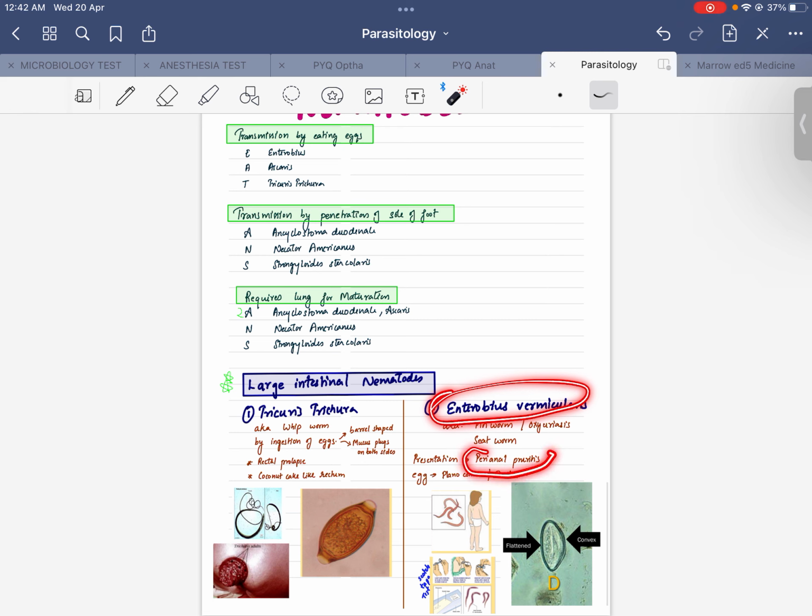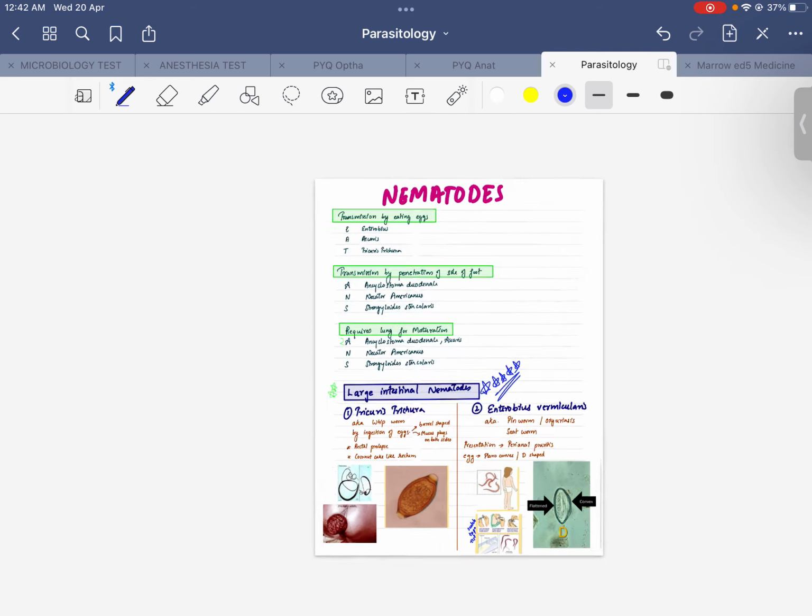Enterobius causes perianal itching. Very, very, very important. I'm telling you, large intestinal nematodes are very important. They have been asked multiple times. Even the presentation and the egg, both are important. And what are they called? Pinworm, seatworm is for Enterobius. Whipworm is for Trichuris trichiura.